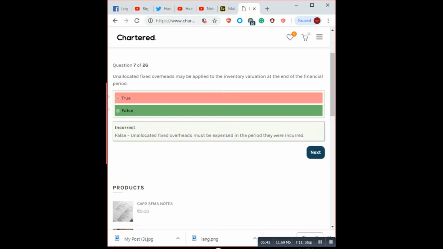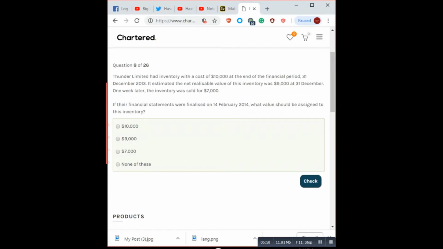Thunder Limited had inventory with a cost of 10,000 at the end of the financial period, 31 December 2013. It estimated that the net realizable value of this inventory was 9,000 at 31 December. One week later, the inventory was sold for 7,000. If the financial statements were finalized on 14 February 2014, what value should be assigned to this inventory?